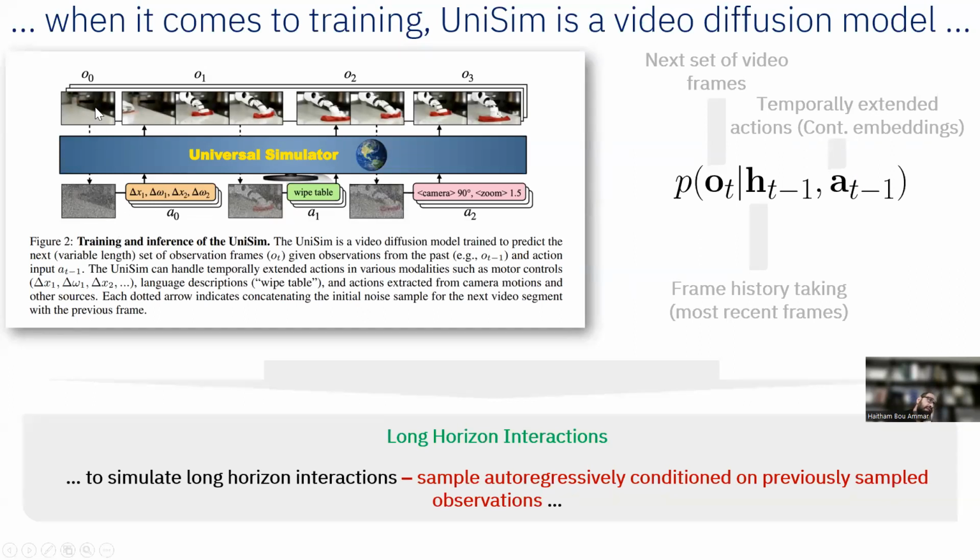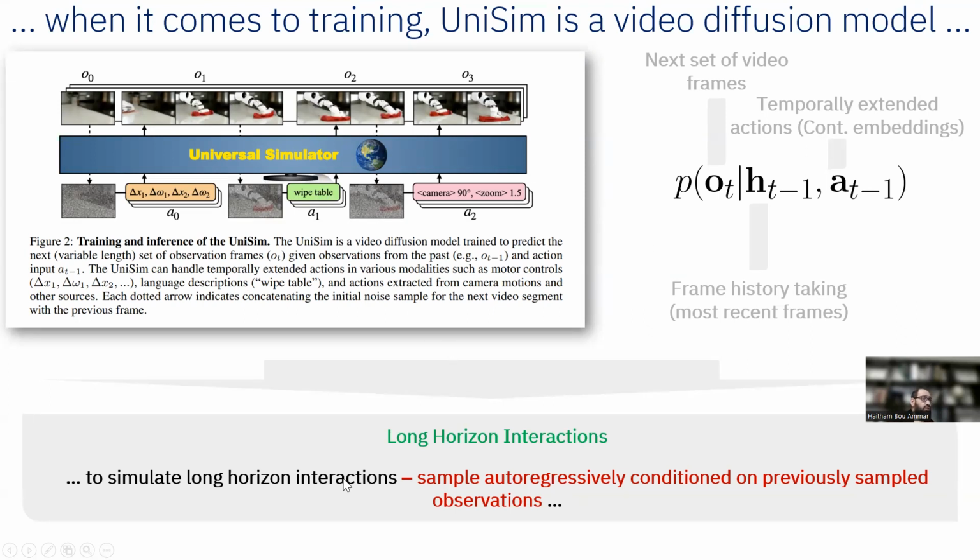So you take this observation, you have the action to create the new set of observations, then you take this final observation, you can have another action like wipe the table, and you can create a new set of observations, and so on. Now the dotted arrow they have here indicates that they are concatenating the initial noise, because this is a diffusion model, with the frame in order to create the next set of frames.